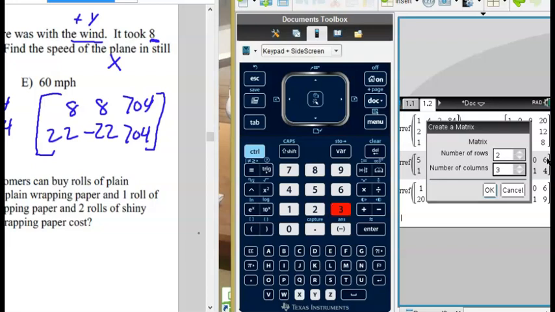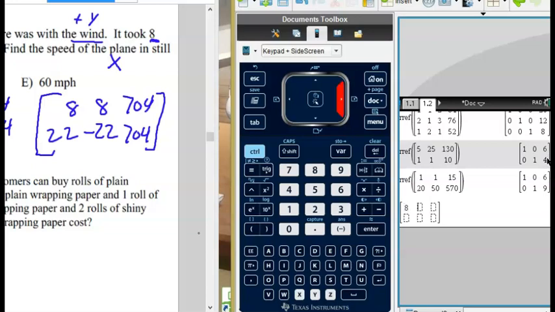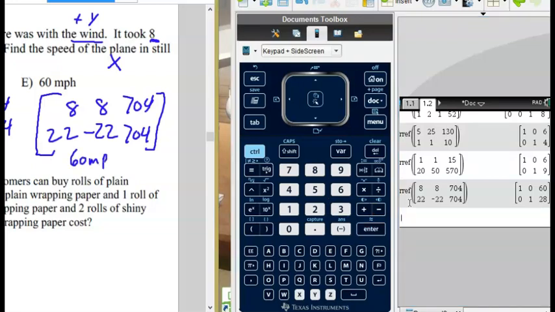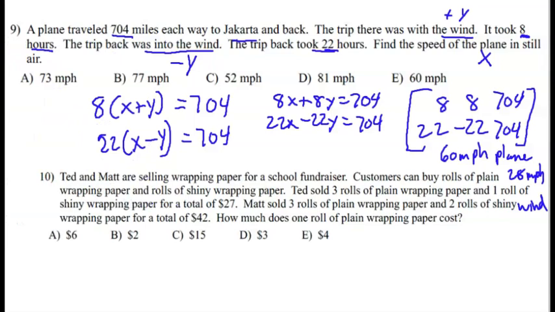Two rows, two equations, three different terms. Put RREF in the front, parentheses, and then that would be the answer. 60 miles an hour for the plane, 28 miles an hour for the wind. Make sure you're able to tell the difference between the two. A lot of times they'll have both answer choices if it's multiple choice. In this case, they only have 60 miles per hour though.